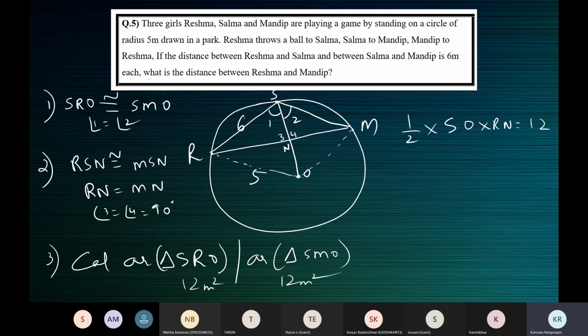And then RN equal to MN is useful because we have to find RM. Since RN is 4.8 and RN is equal to MN, it's the same here. So 4.8 plus 4.8 is RM, which is 9.6. And that's what we have to find, the distance between Reshma and Mandeep. So 9.6 meters is the distance between R and M.